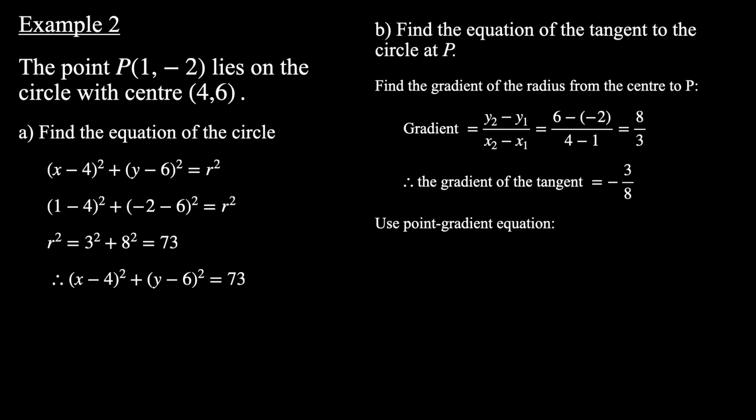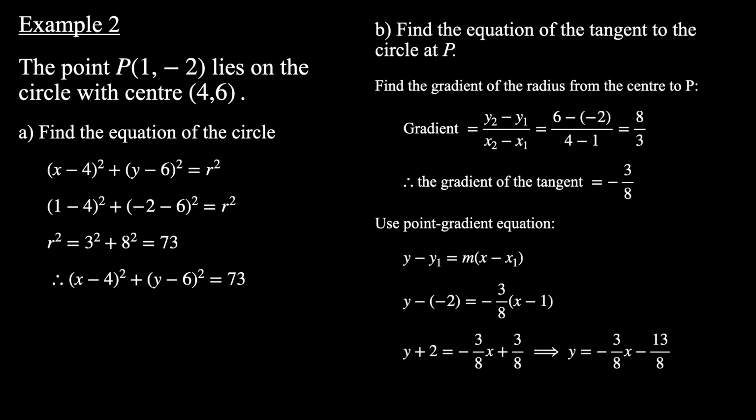Then we can use the point gradient equation, plug in the gradient, plug in that point, 1, -2. So y subtract -2 equal to -3 on 8 multiplied by x subtract 1. Simplify this, we'll get y plus 2 on the left hand side and -3 on 8 x plus 3 on 8 on the right hand side. Remember that 2 negatives make a positive, and then simplifying this, we would have 3 on 8 subtract 2.